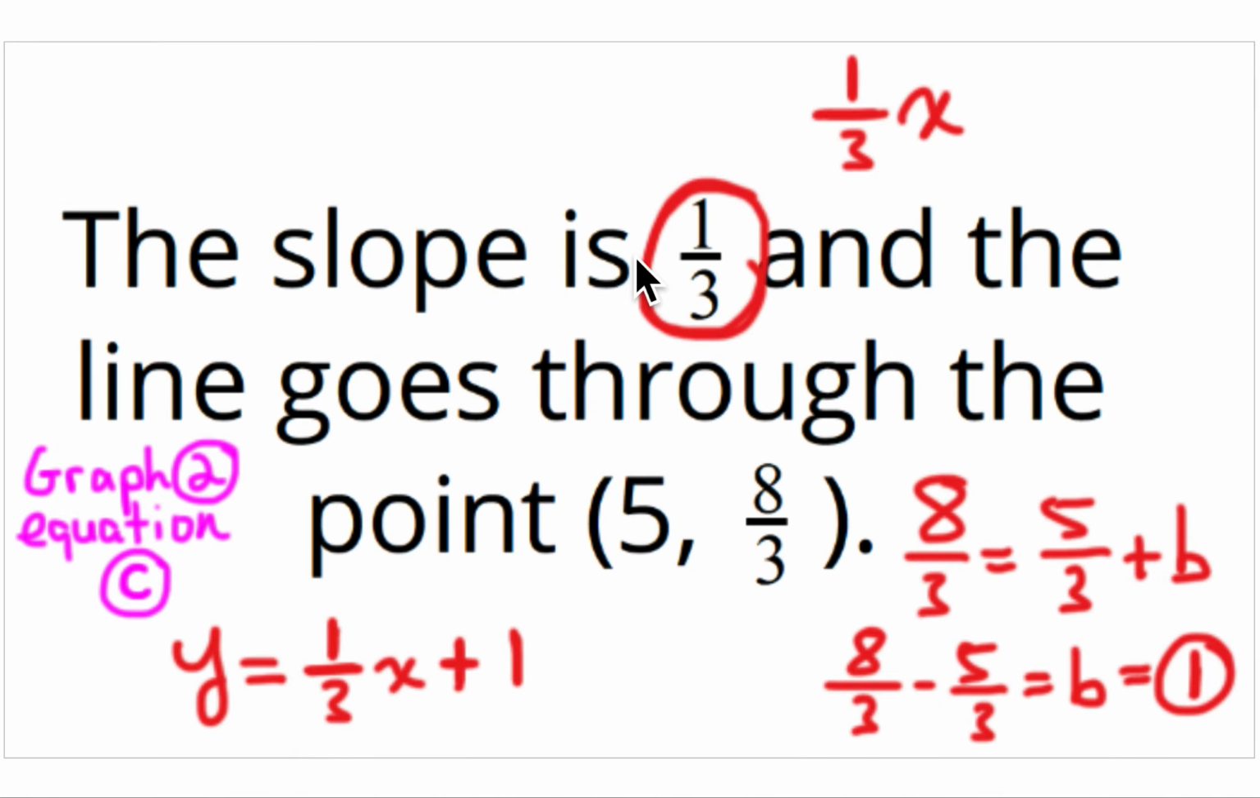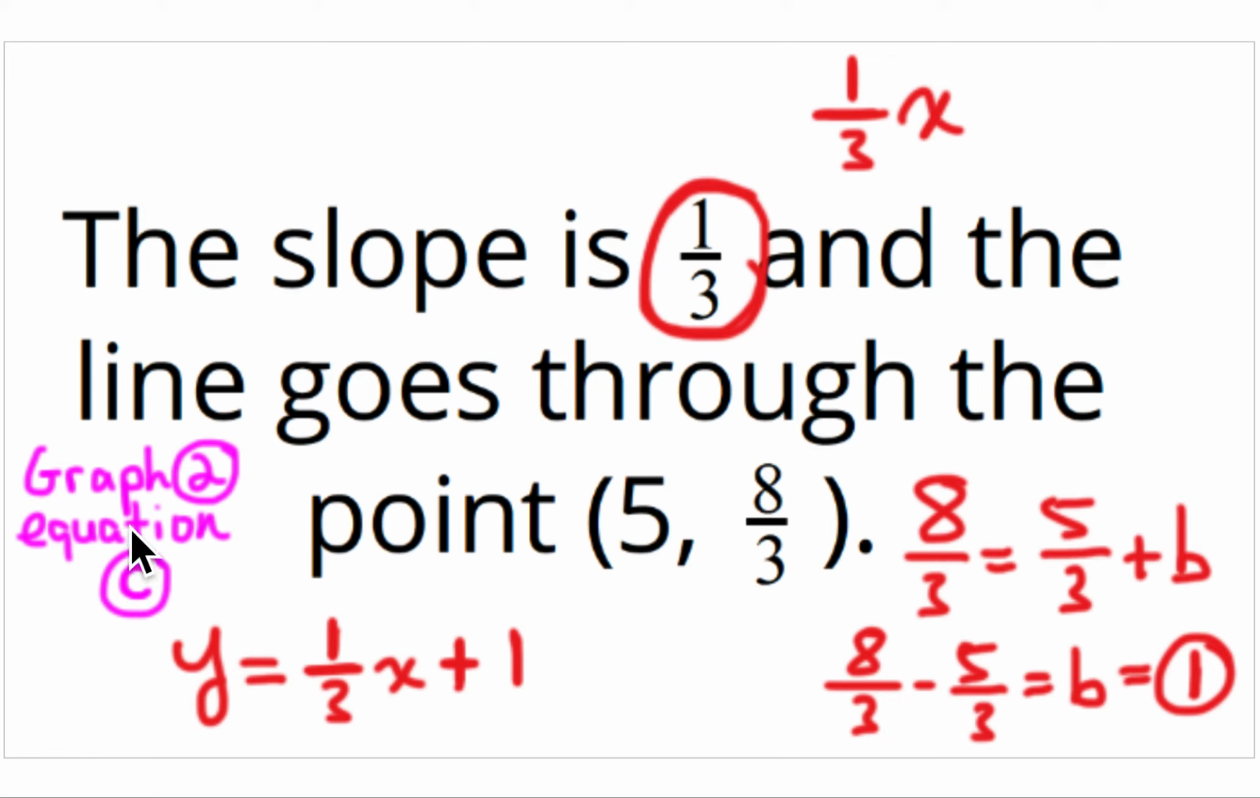All right, and the last one, the slope is 1/3. So that means it's 1/3 times whatever the coordinate of x is. And the line goes through the point (5, 8/3). So this one's tough because you can look at the graph, find which graph matches that, and then write the equation for that. And I think that's the way they expect you to do this.